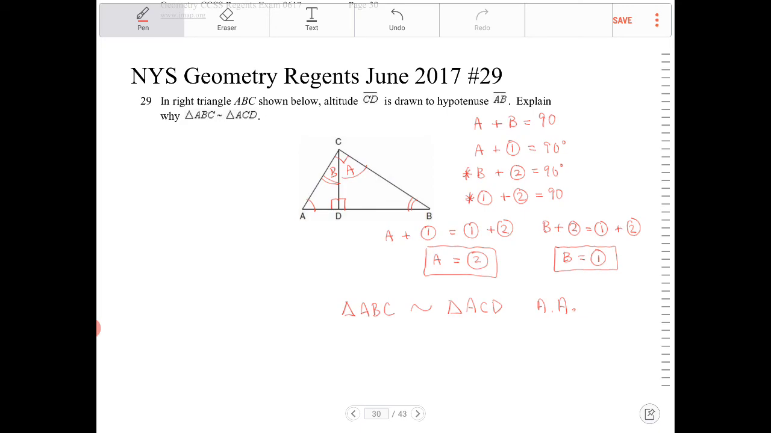So what are those again? One more time, angle ABC is congruent to angle ACD, and angle CAB is congruent to angle CAD. So again, we have two corresponding angles that are congruent, so therefore this must be true.